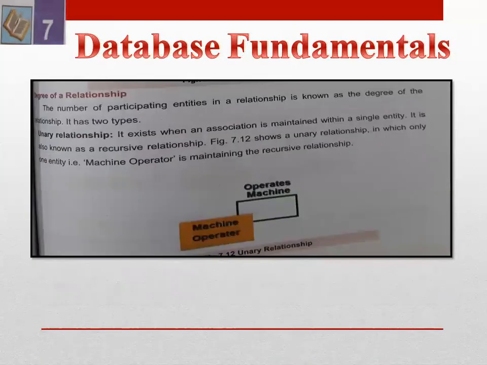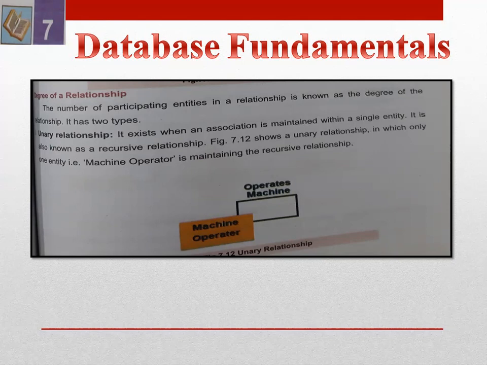Degree of relationship. The number of participating entities in a relationship is known as the degree of relationship. It has two types: unary relationship and binary relationship.